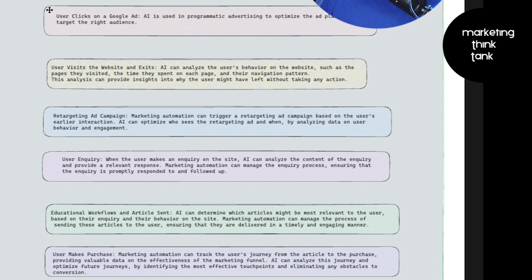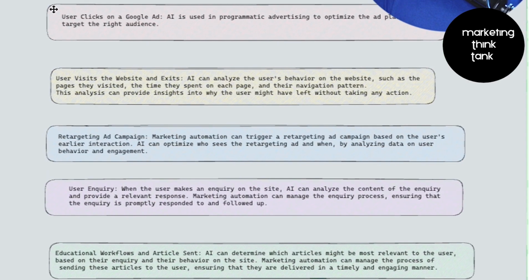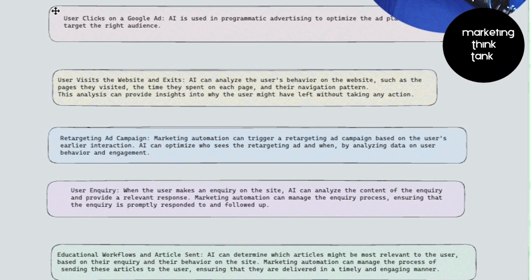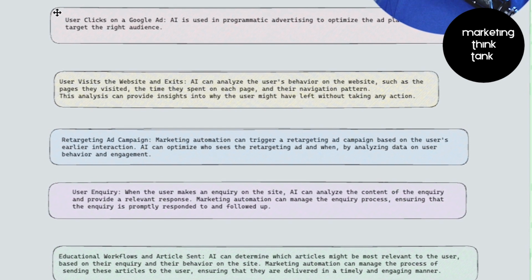User raises an inquiry. When the user makes an inquiry on the website, AI analyzes the content of the inquiry and provides a relevant response. Now, marketing automation is responsible for spitting out those automated emails at regular intervals to nurture him in the sequence. Again, AI and marketing automation come together to give the user a seamless experience of what is important for the lead to be nurtured and become a customer.